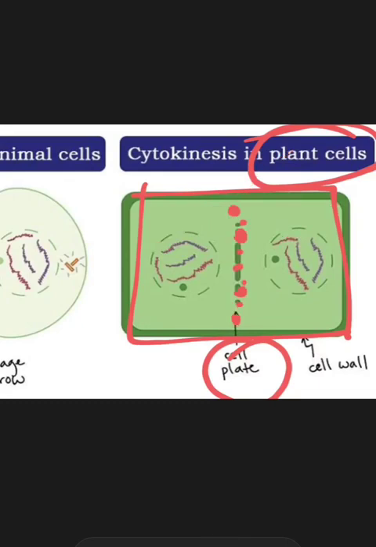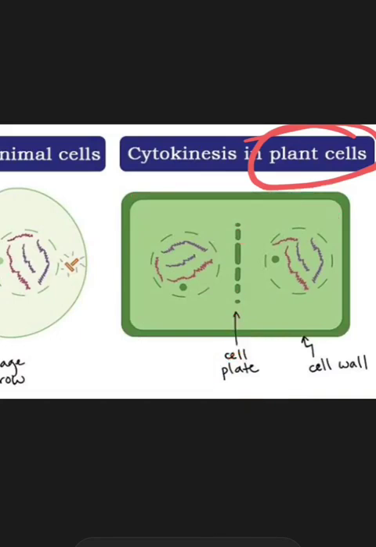So you all know that plant cells have an extra layer outside of the cell membrane, which is the cell wall. The middle lamella is a layer of the cell wall, and this middle lamella of the cell wall is formed from this cell plate.